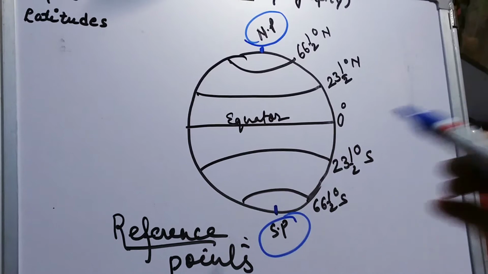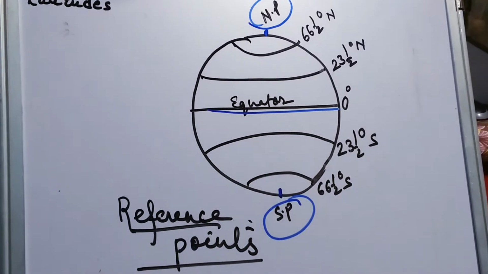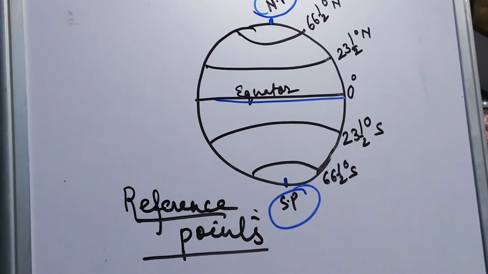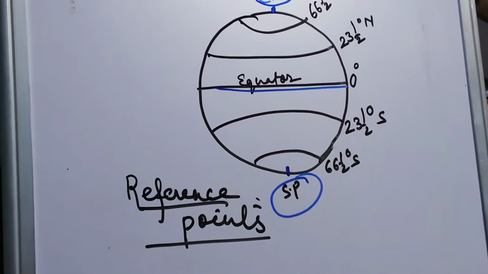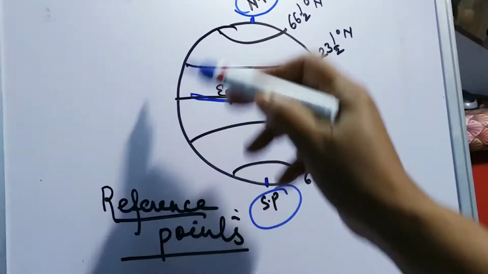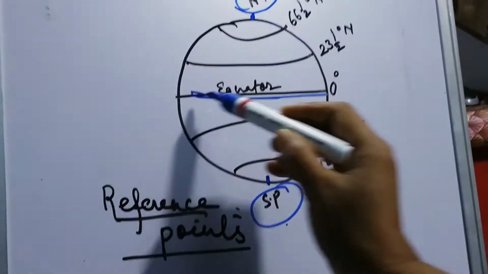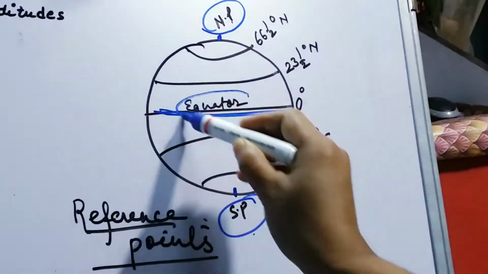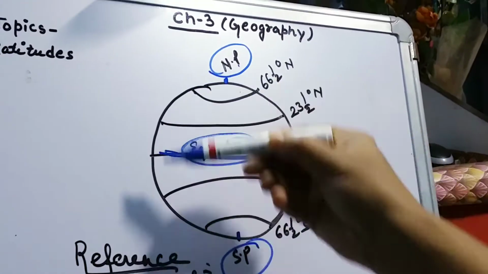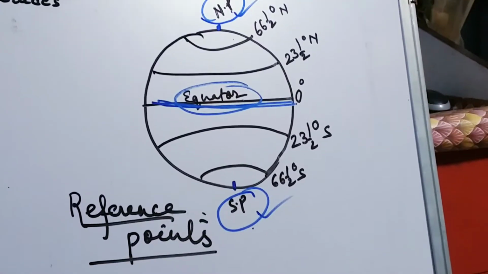Now there is an imaginary line which divides the earth into two halves. This is the imaginary circle drawn on the earth midway between the two poles. This is the North Pole and this is the South Pole. This is the midway. And which is that line? That line is the equator. The equator divides the earth into two halves.